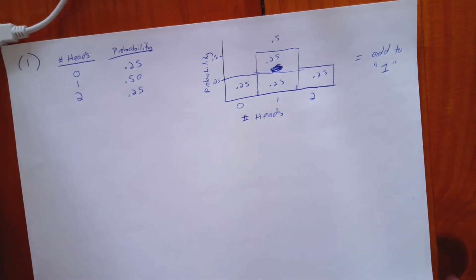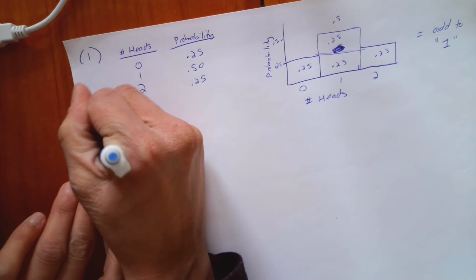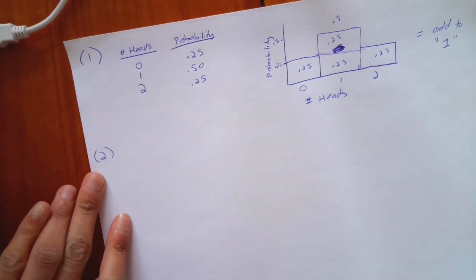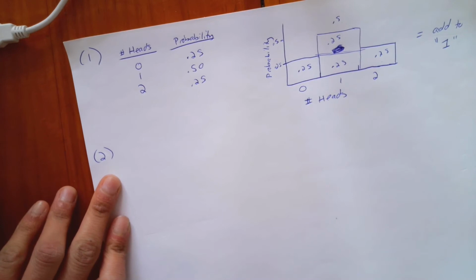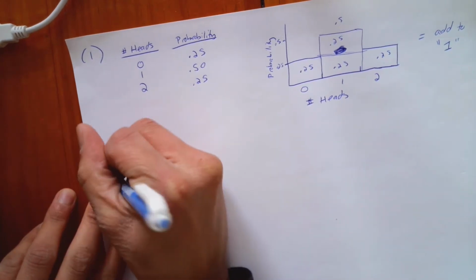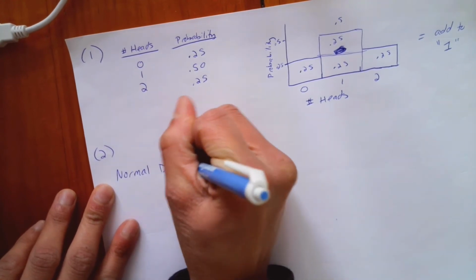Alright, so let's take a look at what a normal distribution is all about. And the reason that I've come over to the document camera for this is that I'm going to draw some pictures, and so it'll be helpful for me to be able to actually draw them. Alright, so the characteristics of a normal distribution.